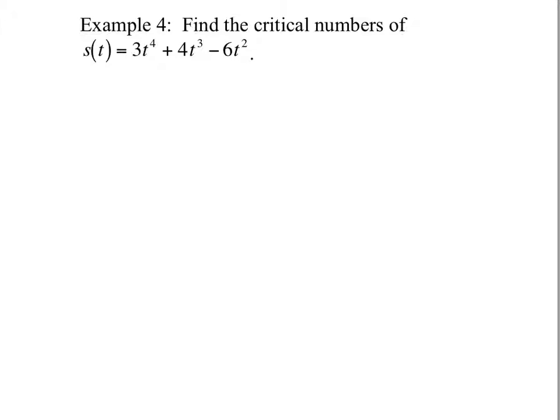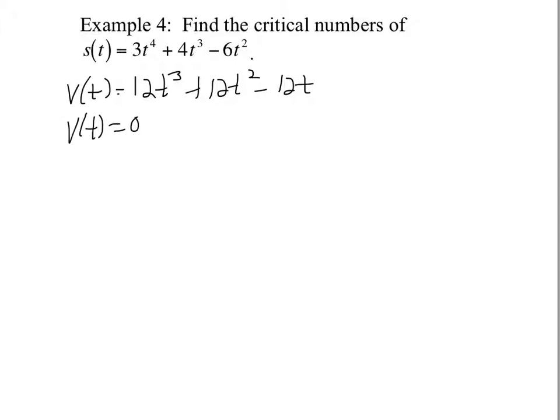All right, our next example asks us to find the critical numbers for this function, this position function. And just a reminder, the critical numbers are the numbers where f prime equals 0. So we're going to do that first, find f prime set equal to 0, and wherever f prime is not defined. So taking a look at this function, if we do f prime, in this case s prime, or velocity, would equal 12t cubed plus 12t squared minus 12t. So if I set that equal to 0, so if I do v of t equals 0, then I would have 0 equals, I'm going to go ahead and factor out a 12t, so it'll be t squared plus t minus 1.